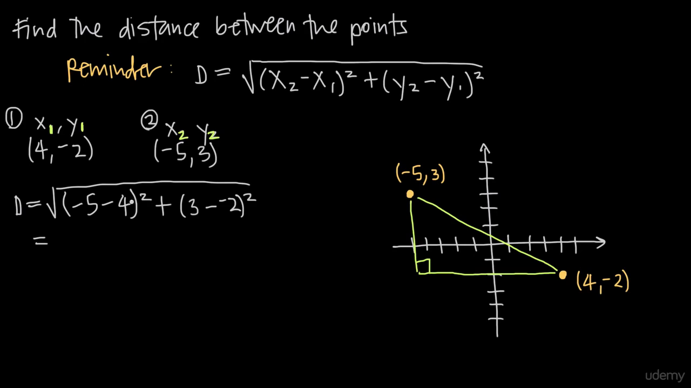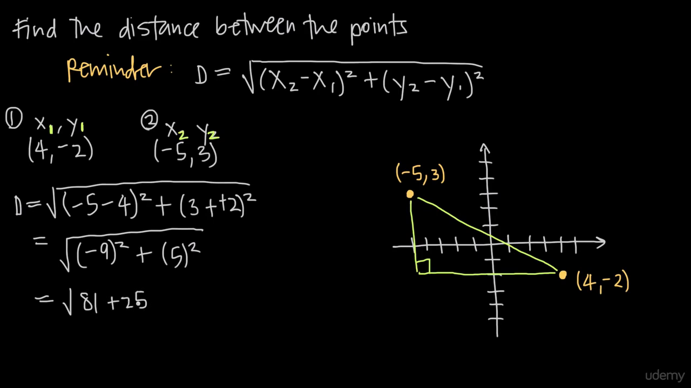So -5 minus 4 is going to be -9, so we have -9 squared. 3 minus a -2, well, those both become positive, so we get 3 plus 2 is 5, so we'll get plus 5 squared. We'll put that under our square root sign, and then squaring both of these, -9 squared gives us a positive 81, 5 squared gives us a positive 25. 81 plus 25 is 106, so we get the square root of 106.